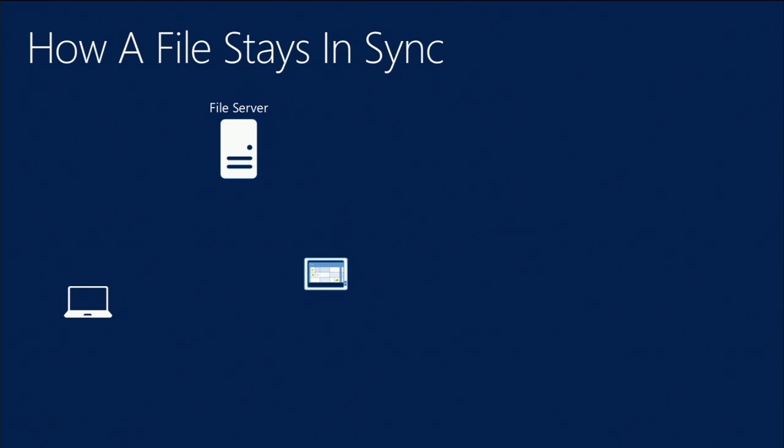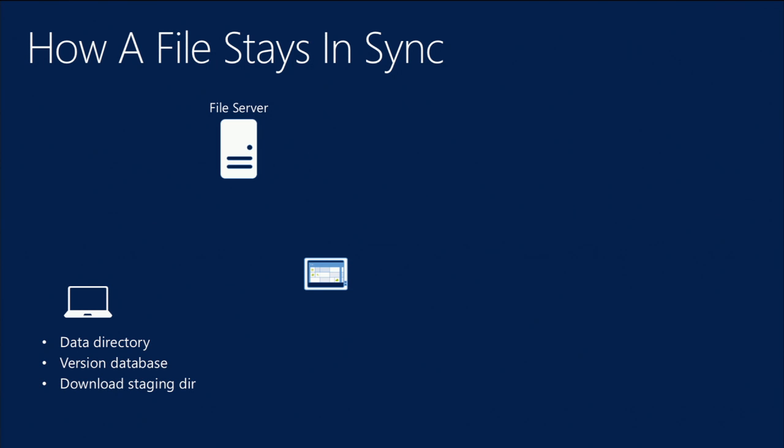I want to take you behind the scenes. You saw how to set up a client. You saw how to set up the server, how sync shares work. But how does a file actually stay in sync? Here I have a single file server with work folders enabled and two devices that belong to the same user.